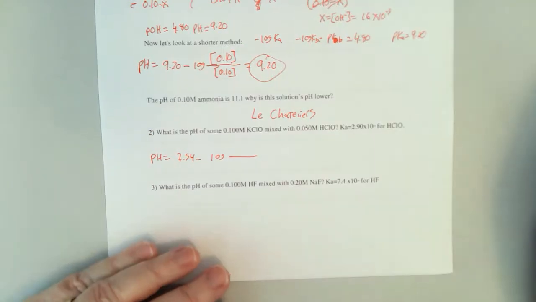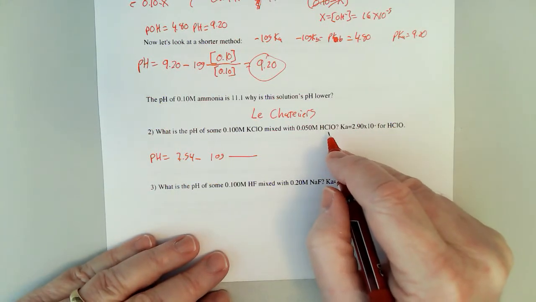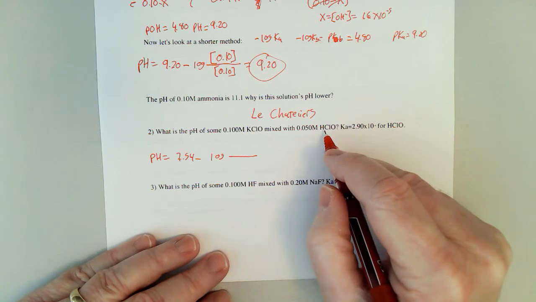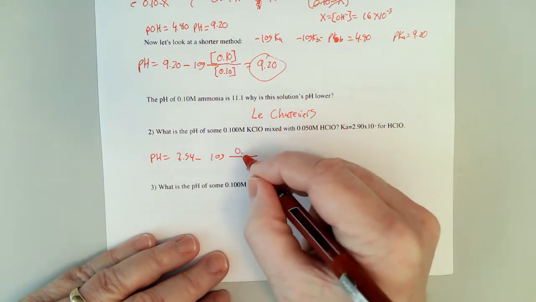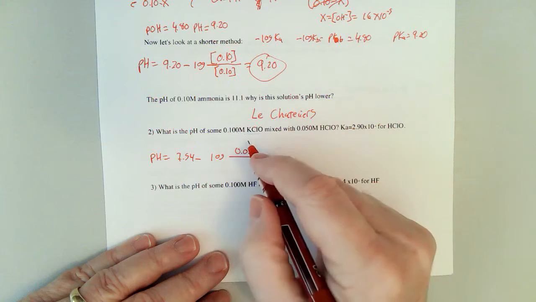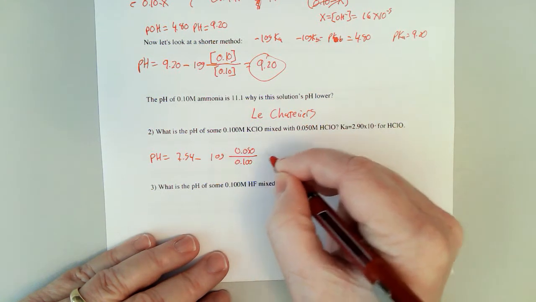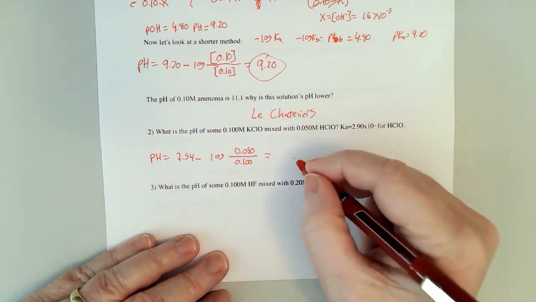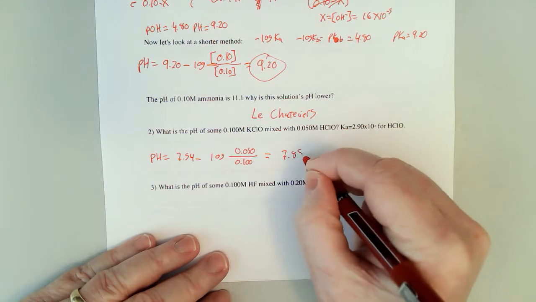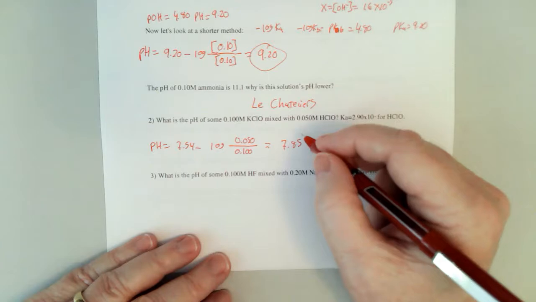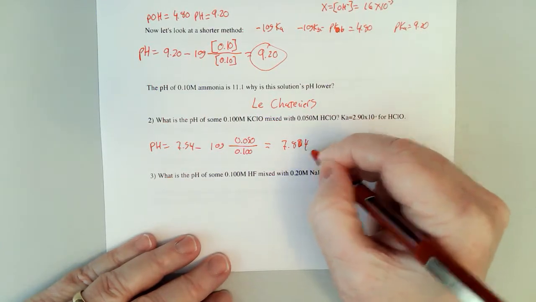Minus the log of, now HClO will be the one with the hydrogen. That's the HA, it goes on top, 0.050. KClO, that will be the one without the hydrogen, that goes on the bottom, 0.100. This ends up equaling 7.84, 7.85, somewhere right in there. Okay.